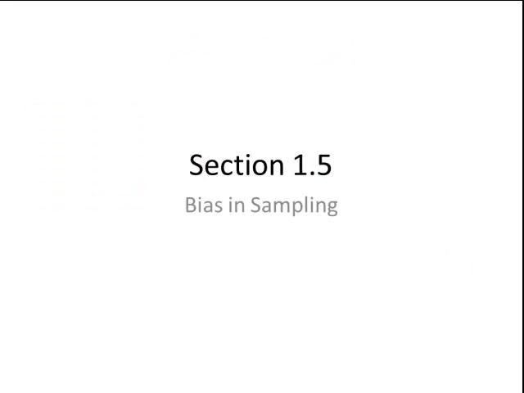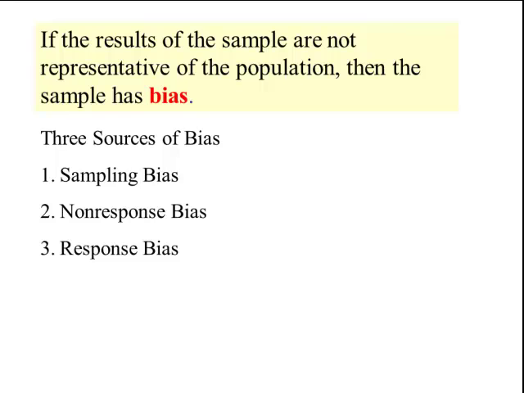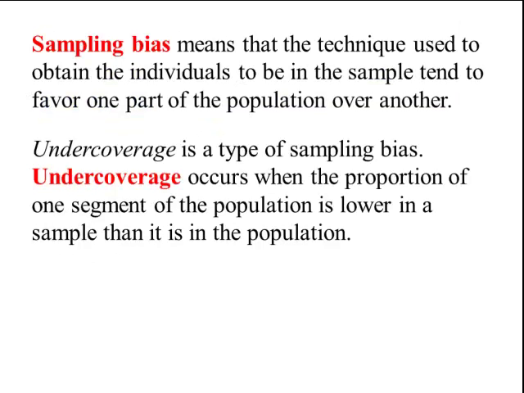Section 1.5. Bias in sampling. If the results of the sample are not representative of the population, then the sample has bias. We're going to look at three types of bias: sampling bias, non-response bias, and response bias. Sampling bias means that the technique used to obtain the individuals in the sample tends to favor one part of the population over another. Undercoverage is a type of sampling bias.